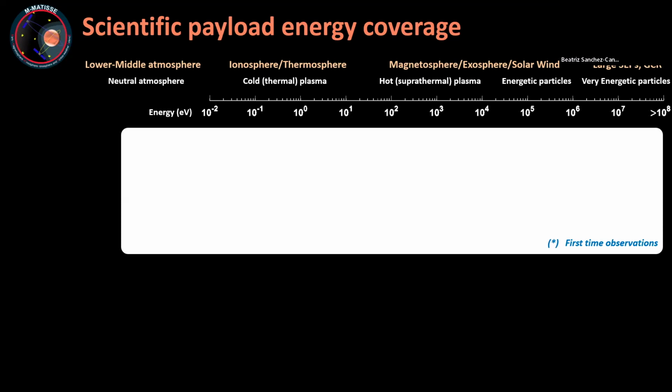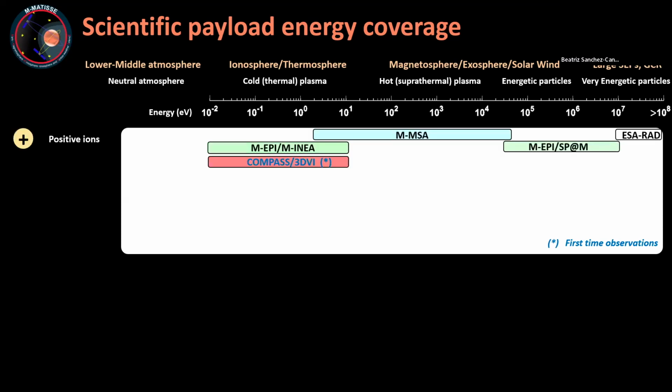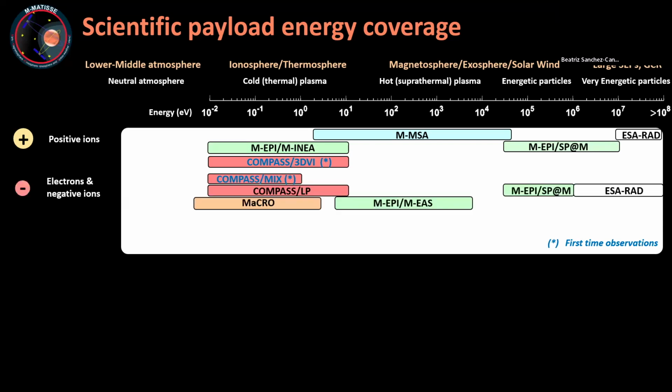So we have at the left the lower and middle atmosphere, so the neutral atmosphere. Then in the middle, I included the ionosphere and thermosphere, and I added the energy below, so you can see the energy of the particles. Then we go to the magnetosphere, exosphere, and solar wind, and then the high energetic particles. If we consider positive ions, I tried to maintain the color to give you an idea: the color means the same instrument. So between all the instruments, we have a full coverage of all the bands. The same for electrons and negative ions.